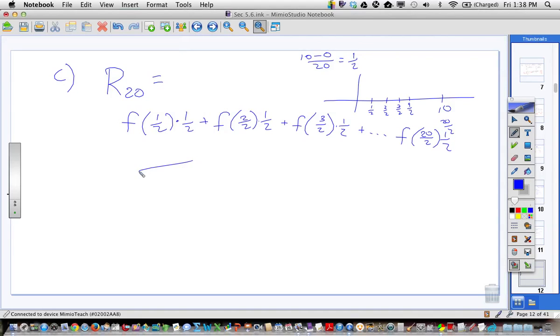Okay? And I'd be perfectly fine if you had that. So what do we got? We got F, we got parentheses, we got a half. Every one of them has that. Every one of them's got a 2 on the bottom. The only thing different is the top number. 1, 2, 3. What's that going to be? That's the i. And i is going to go in my sigma from 1 to 20. And then the final step, take it out of the F notation, and you got it. I'll let you go from there.